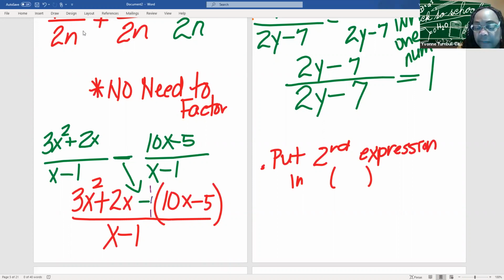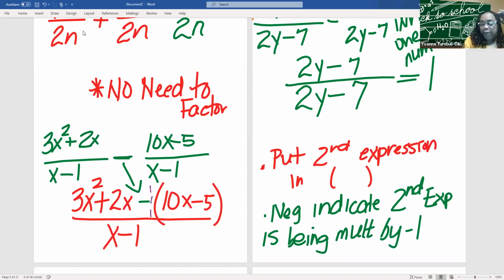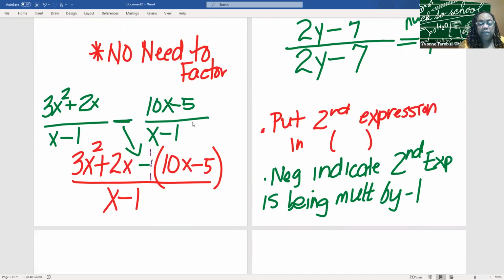So let's make note of that. Negative sign indicates second expression is being multiplied by -1. It's being multiplied by -1 or distributed -1. Either way you say it, it's the same thing. So let's go ahead and make that magic happen, please.